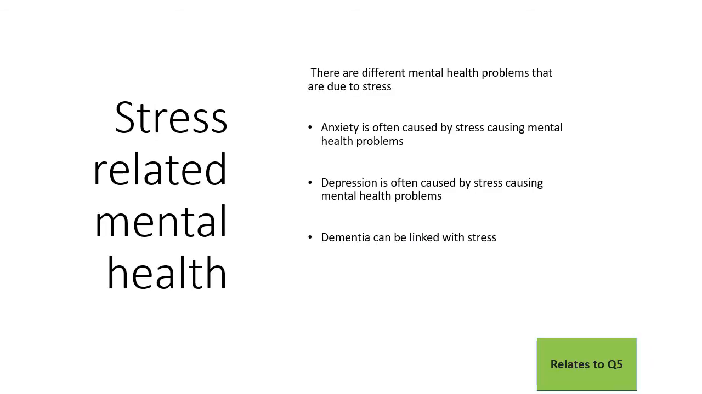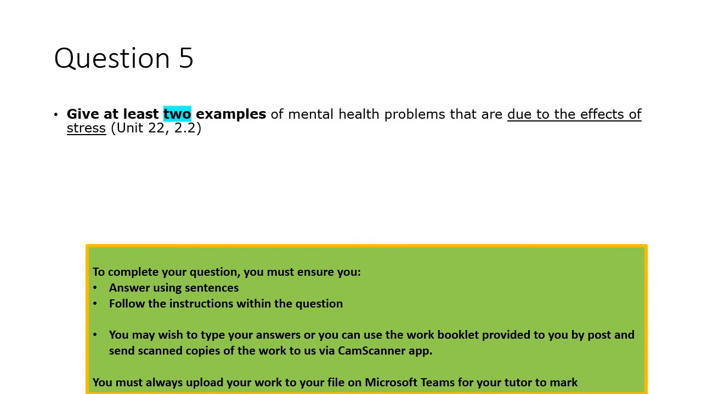So, slide relating to question number 5, we're going to look at stress-related mental health, and there are different mental health problems that are due to stress. So, for example, anxiety is often caused by stress, that causes mental health problems. Depression is often caused by stress, again causing mental health problems, and dementia can be linked with stress also. And question number 5, you need to give at least 2 examples of mental health problems that are due to the effects of stress.